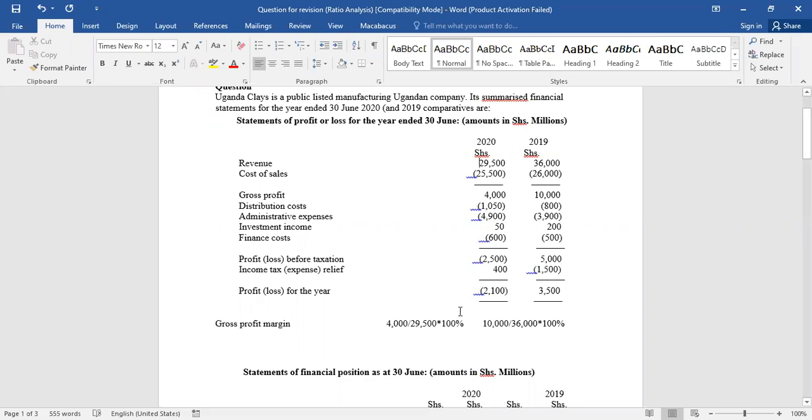Now, for most questions, as you'll see, they always ask for the comparative, or what we call the horizontal analysis. And the reason is because I wanted to explain really how a figure, at the end of the day, there's a change, why there's a change in these two figures, because that's how we comment on performances.